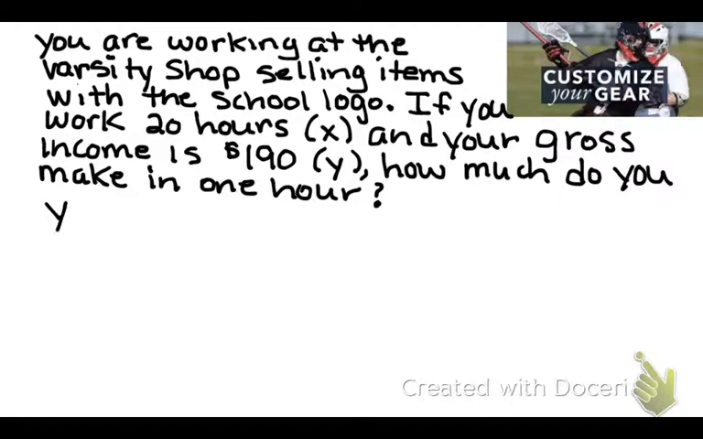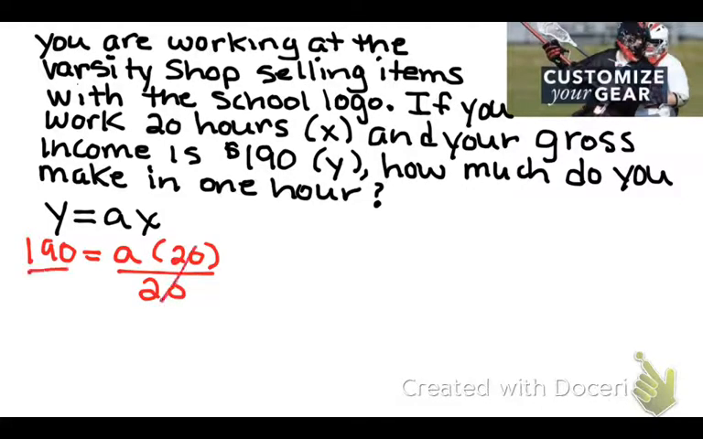So remember, y equals ax. We're going to sub in a value of 190 for our gross income. We don't know how much we're making in an hour, but we do know that we worked 20 hours. We'll divide both sides by 20, and we end up getting $9.50.